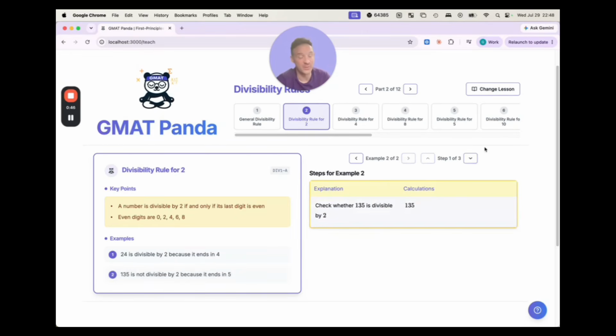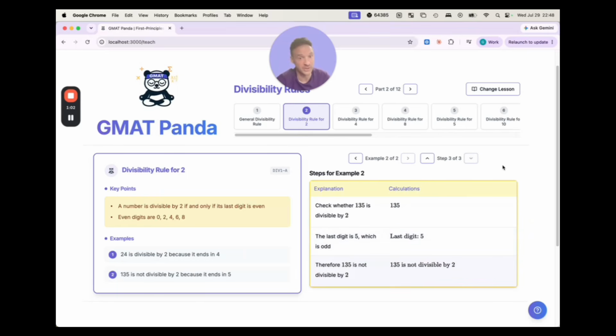Let's take another example, 135. Again, we only look at the last digit. In this case, it's 5, which is not an even digit. It's an odd digit. And therefore, in this case, we cannot say that the number is divisible by 2.